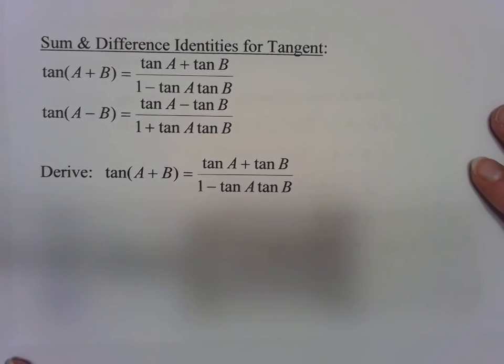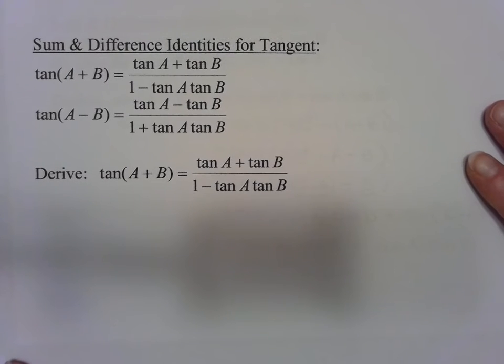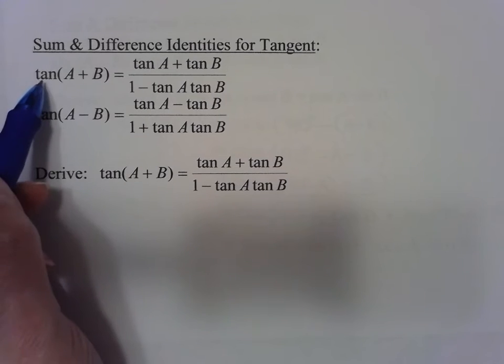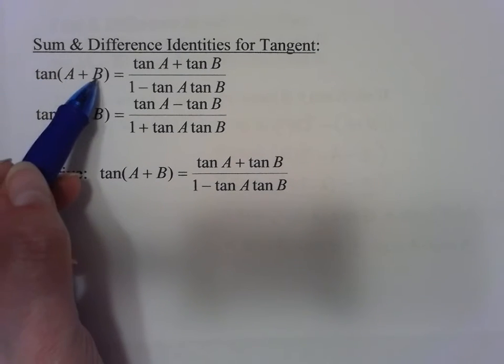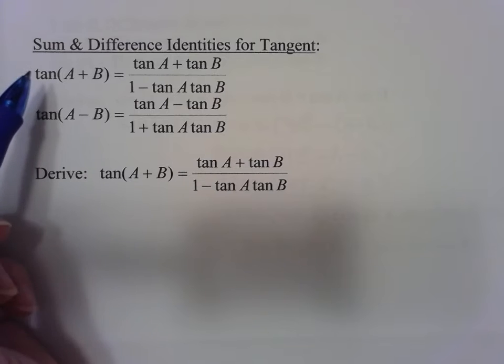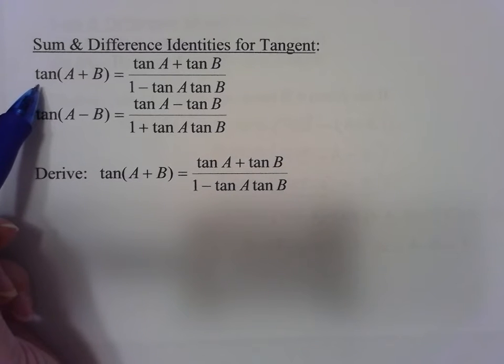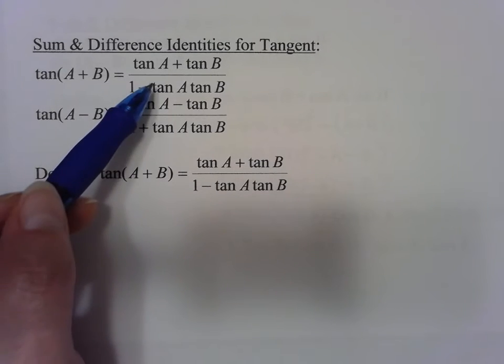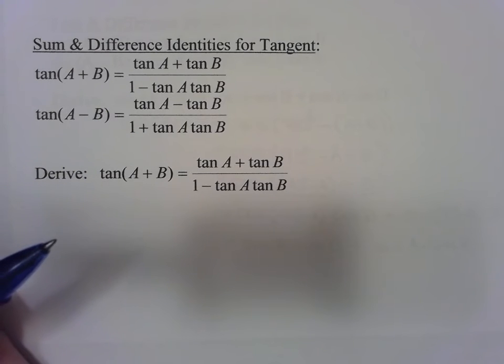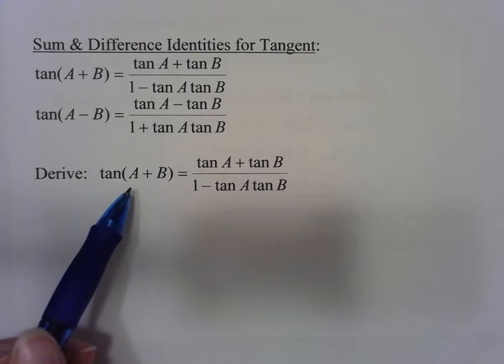All right, so we also have formulas for the sum and difference for the tangent. And just like we said for the others, it's not as simple as doing the tangent of A plus the tangent of B. It's more complicated than that. There's more to it than that. So we have two whole formulas here, one for the sum and one for the difference. So let's take a second and derive the sum.